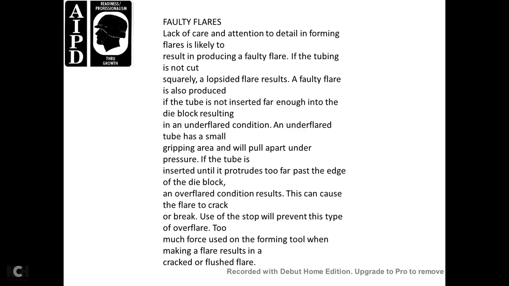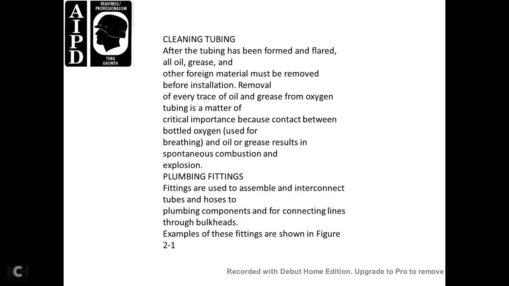Faulty flares. Lack of care and attention to detail in forming the flares is likely to result in producing a faulty flare. If the tubing is not cut squarely, a lopsided flare results. Faulty flares are also produced if the tube is not inserted far enough into the die block, resulting in an under-flared condition. The under-flared tubing has a small gripping area and will pull apart under pressure. If the tubing is inserted so that it projects too far past the edges of the die block, an over-flared condition results. This can cause the flare to crack or break. Use a stop to prevent this type of over-flare. Too much force using the forming tool when making the flare results in a cracked or flush flare.